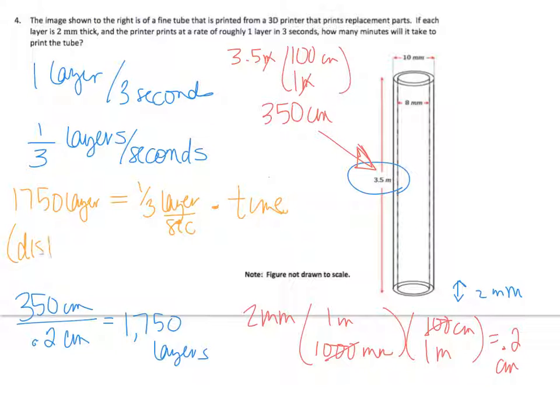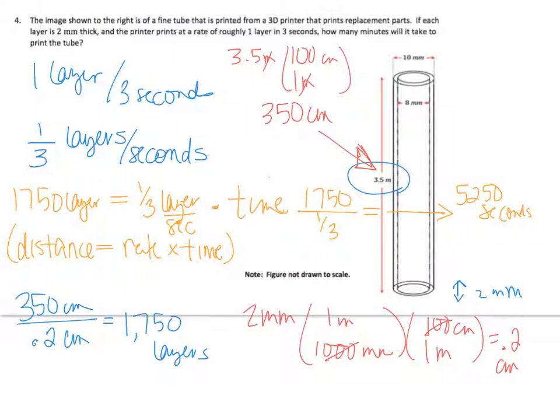because distance equals rate times time. So let's divide both sides by 1/3. And that gives me, handy dandy calculator, I'm actually timesing it by 3 then. 5,250 seconds. But what's the problem asking? How many minutes? So if I divide that by 60, 87.5 minutes.